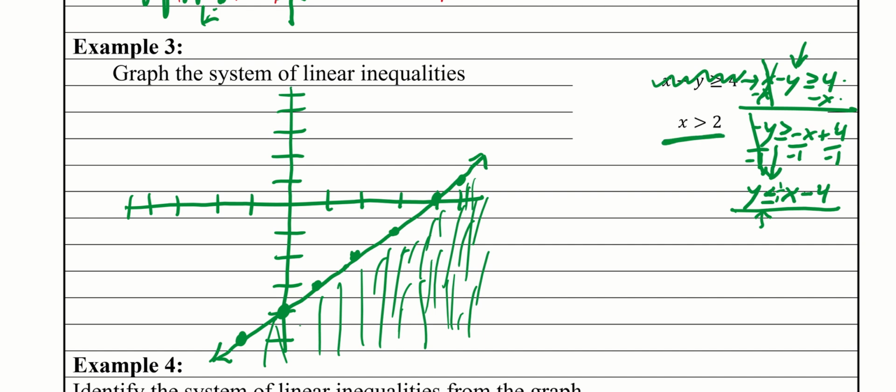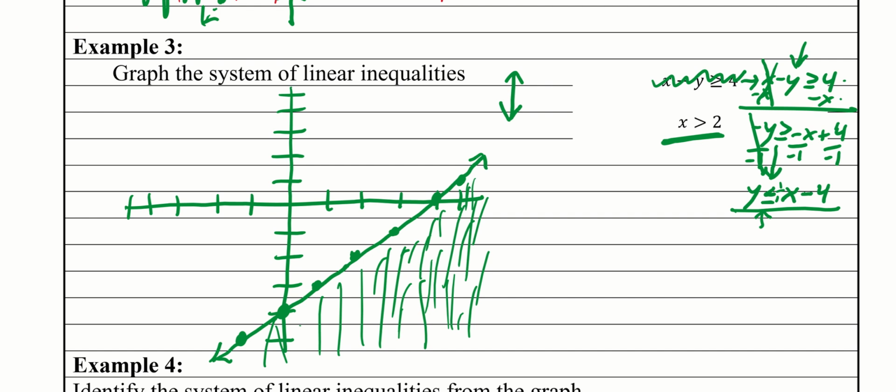The second inequality here looks very different. It is x is greater than 2. If you see some inequality with just x or just y, it means you're either going to have a vertical line going up and down or a horizontal line going left and right. Here, if it's just x is greater than something, that would be a vertical line.